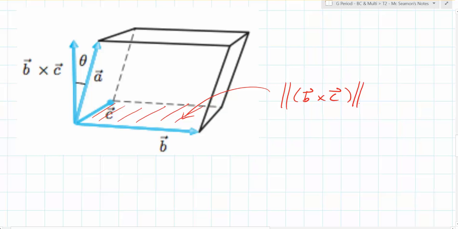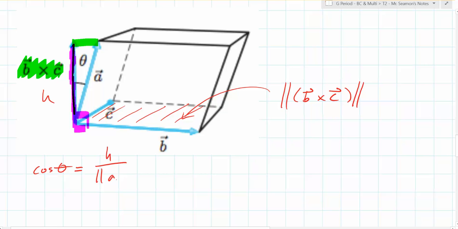Are you with me so far? Okay. So if the height is this vector, this picture is a little confusing, because is b cross c necessarily the same height as a? No. Or is it? That's my question to you. Cosine theta is equal to what? The height over what? The magnitude of what? Do you agree with that? Are you okay with that? Okay, so what does h equal? The magnitude of a times cosine of theta. Are you with me so far, everybody?